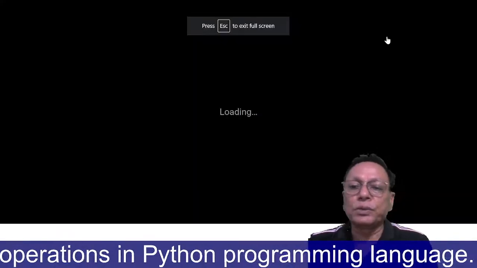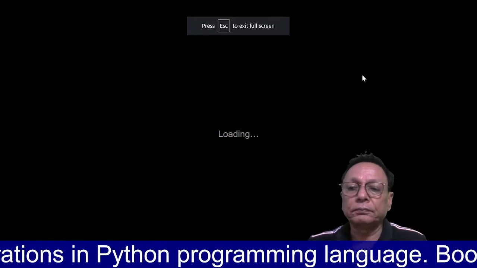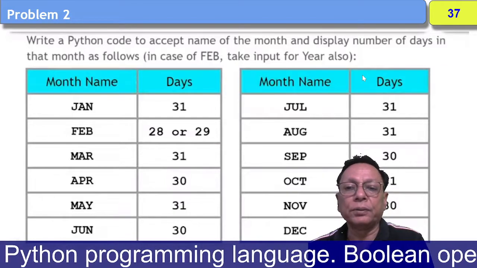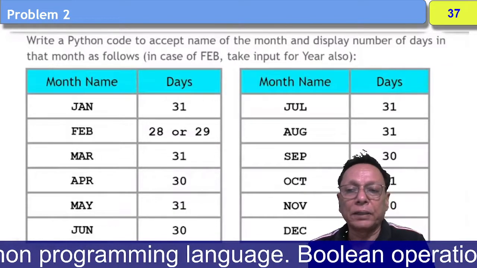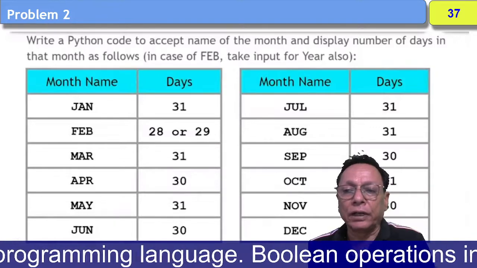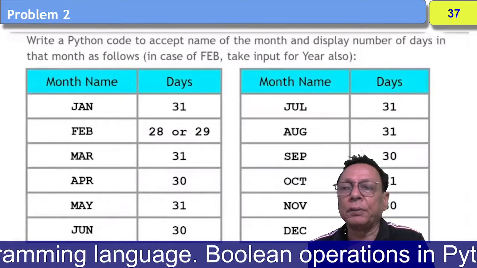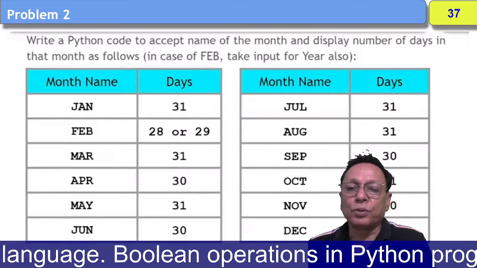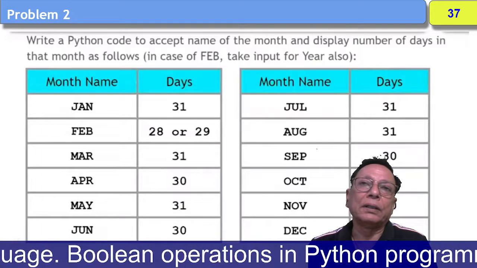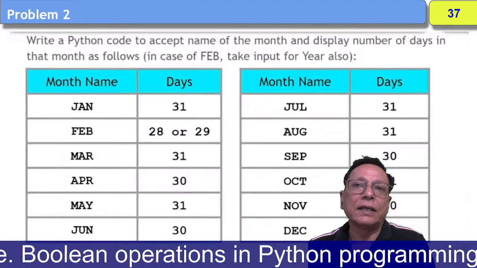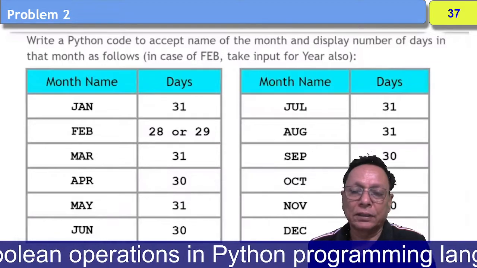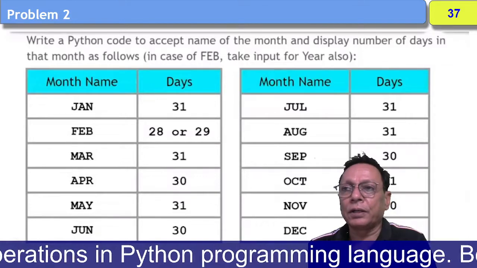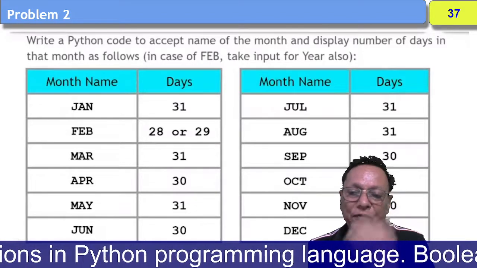So this was the program which we did in our last video, where we have to enter the month name, which should be the first three letters, and it should be in capitals. I also discussed that if you enter the month name Feb, then in this case you will have to enter the year also. Which year do you want to check the number of days in Feb?